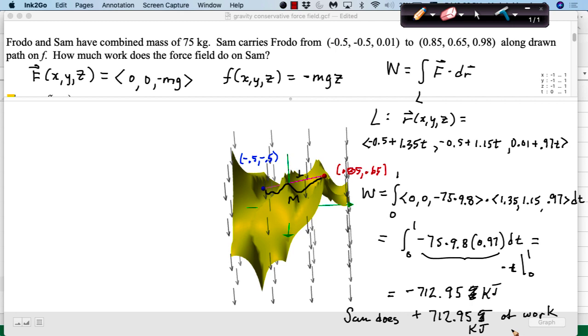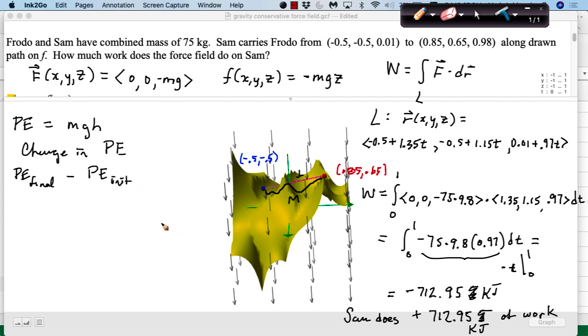So now there's another way to calculate work. The potential energy of something that's up above ground level, if you remember from physics, is mgh. So we can calculate the change in potential energy, which is potential energy final minus potential energy initial.